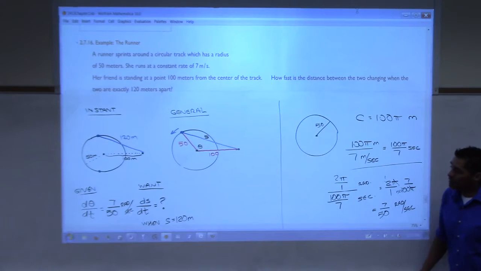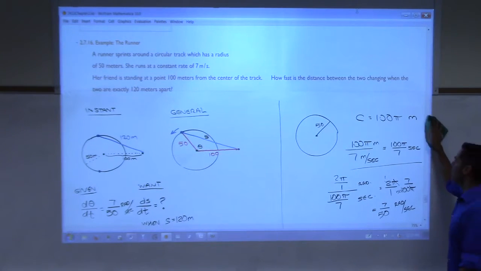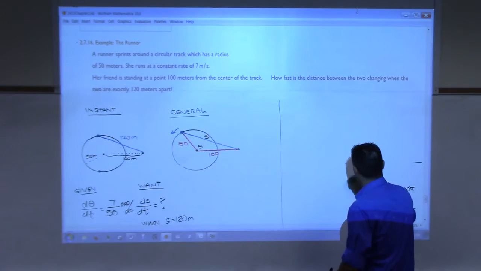All right, we have to finish this up. We're not even there yet. We still have quite a ways to go. We need a formula that relates s and theta together. Law of cosines. I've got to speed this up. So look on your formula sheet.